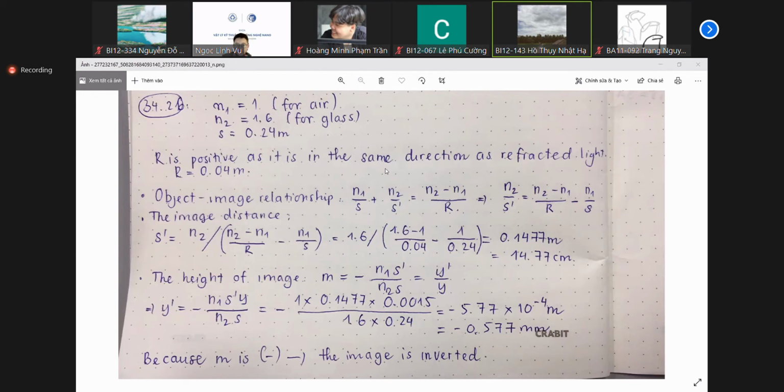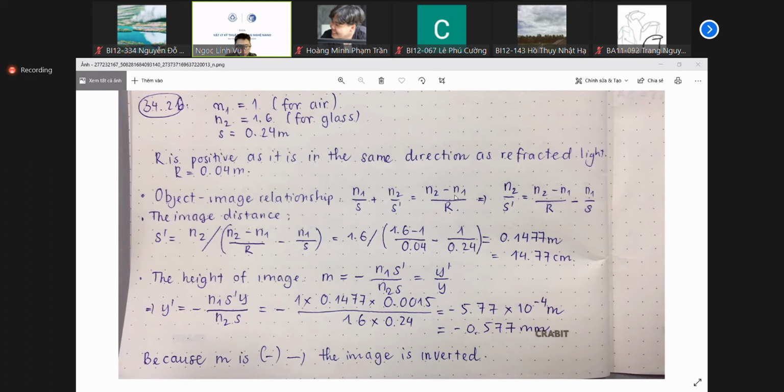And from this equation, I can calculate the image distance, which is s prime equal n2 over n2 minus n1 over r minus n1 over s. I plug the number which has given, and the answer is 0.1477 meters.